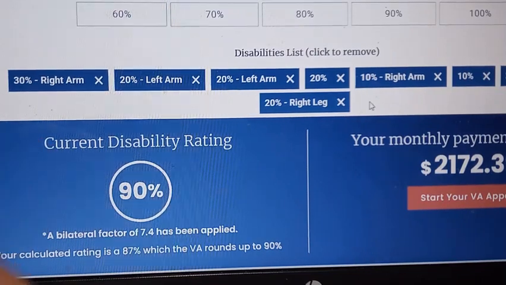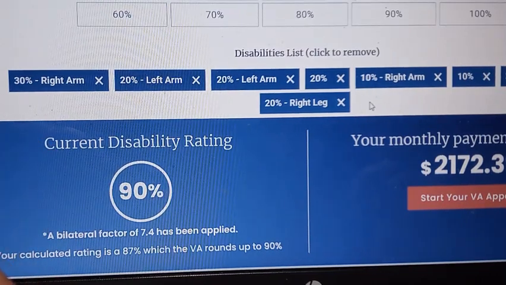Anyway, I'm trying to get this functional capacity exam done. I was scheduled for it back in September, but my blood pressure was too high, and I'm trying to get it under control. They keep calling me every couple of weeks: are you ready? No, my blood pressure is too high. So that's why I'm doing what I'm doing.